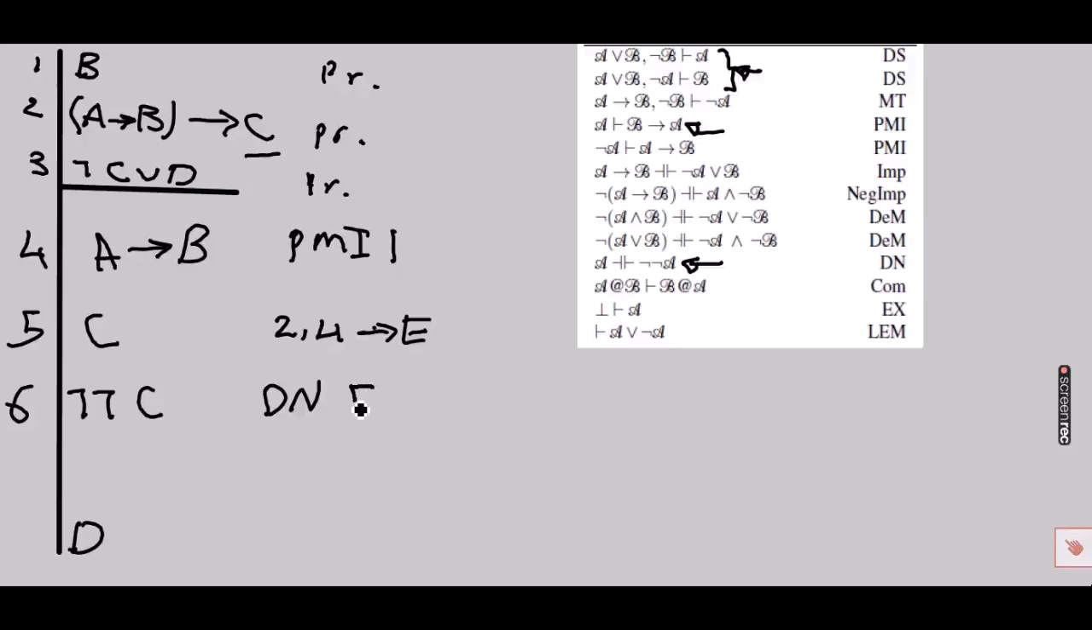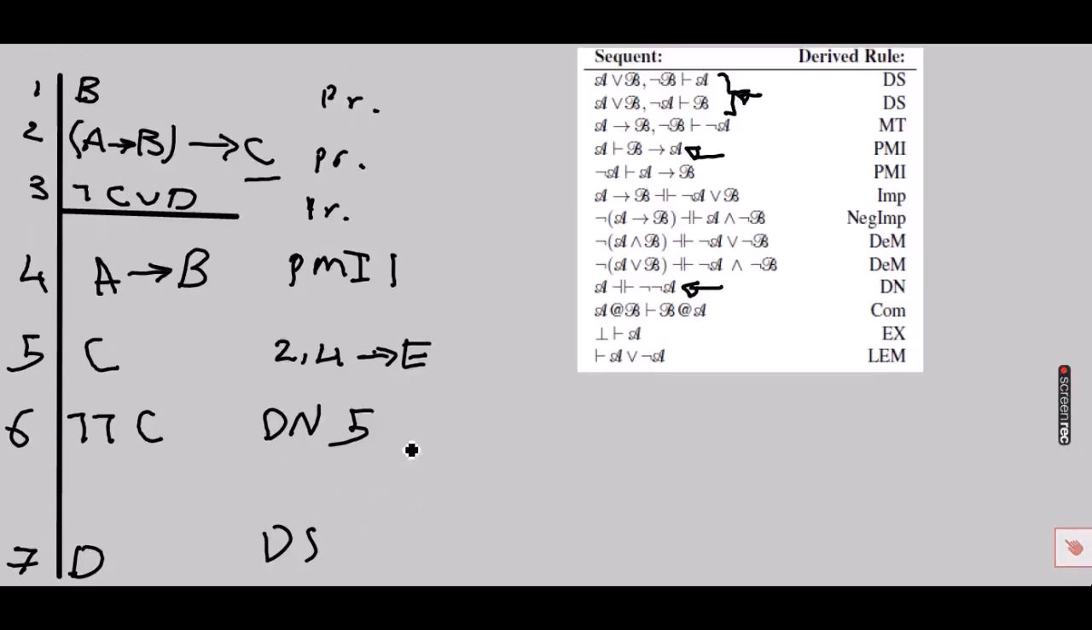I'm using DN on 5. Now, since I have the negation of not C, and I have not C or D, from that I can get D. And this is disjunctive syllogism, which tells us that if you have a disjunction and the negation of one of the disjuncts, you can get the other disjunct. So I'm using disjunctive syllogism, this rule here at the top, and I'm applying it on line 3 and line 6.